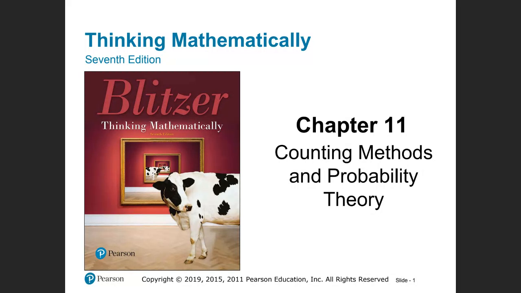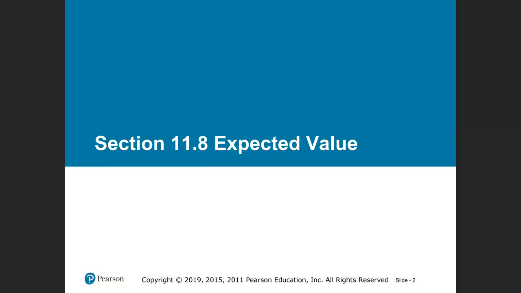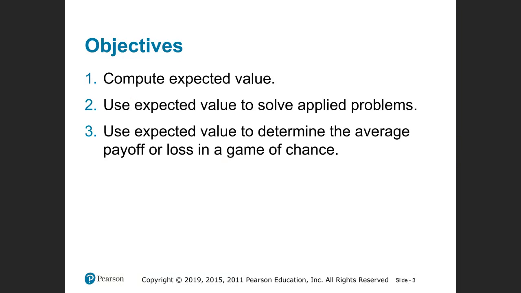This is the final section of Chapter 11, Counting Methods and Probability Theory. In this section, we're looking at expected value. The objectives: compute expected value. Use expected value to solve applied problems. Use expected value to determine the average payoff or loss in a game of chance.